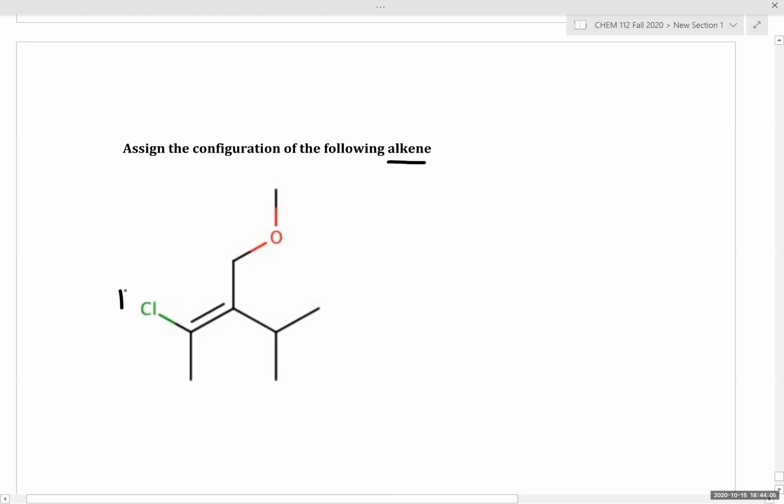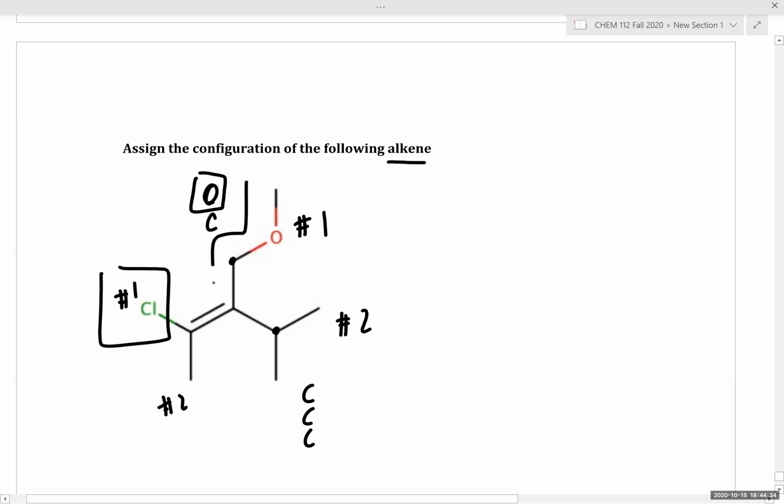So first, in terms of priority, chlorine is our highest priority. If we compare these two carbons, this carbon has an oxygen and a carbon attached to it, compared to 3 carbons. Oxygen wins out in terms of atomic mass. So this methylene group with the ether attached is priority 1, while this alkane is priority 2. We then put a box around our highest priority groups, and these two substituents, because they're on the same side of the alkene, would be assigned as Z.